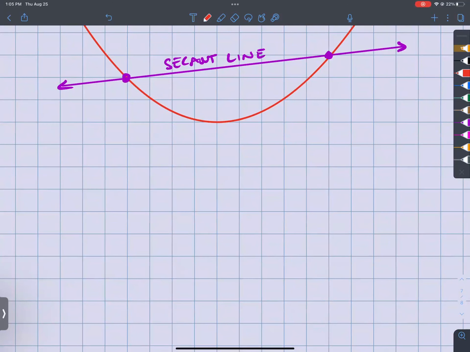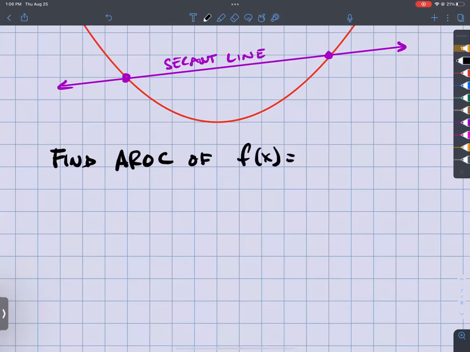So let's put it, for example, so you guys could get something like this. If I say, find the average rate of change of f of x equals x squared plus 5, and part A says from -2 to 0.